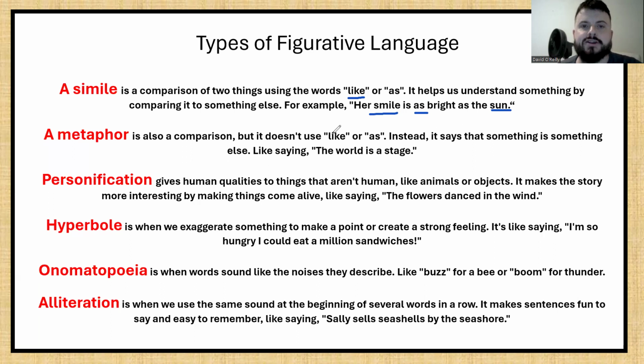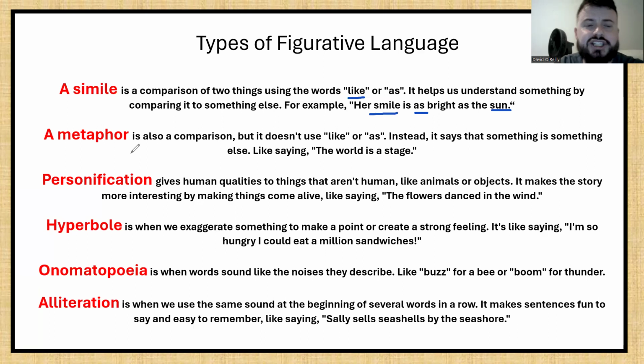And then we have metaphor. This is also a comparison, but it doesn't use like or as. Instead, it says that something is something else. It's not like something else, it is something else. So here's the example. The world is a stage. It's not like a stage, it is a stage. We don't have the word like. We literally say one thing is another thing. Once again, if that's a bit confusing, don't worry. There are some examples coming in a minute.